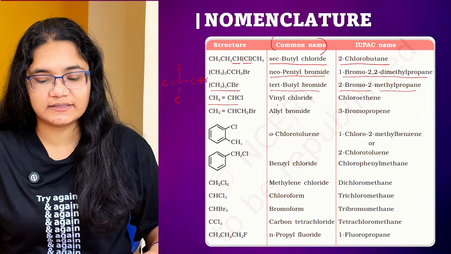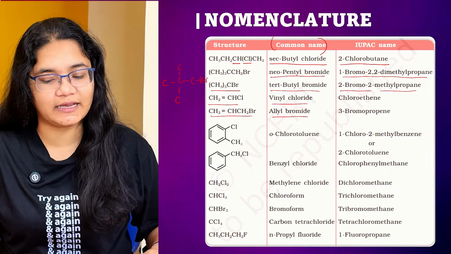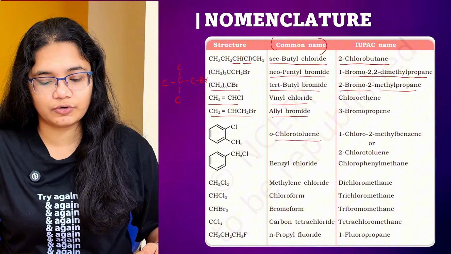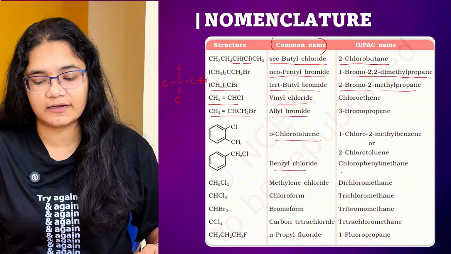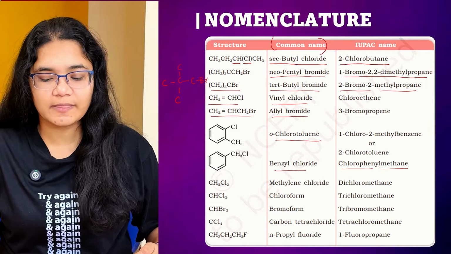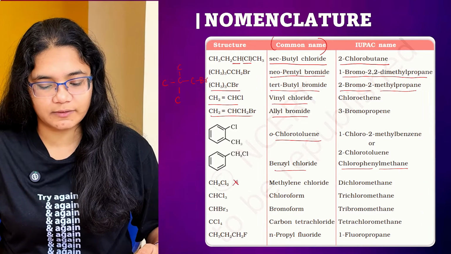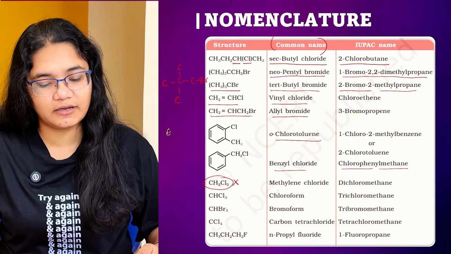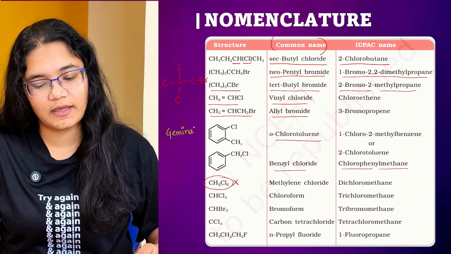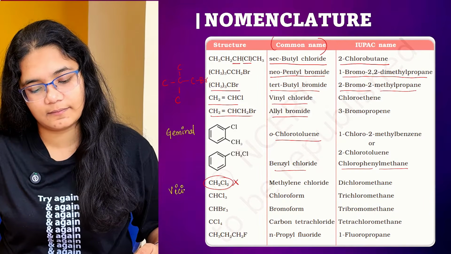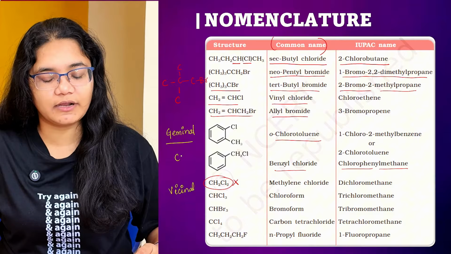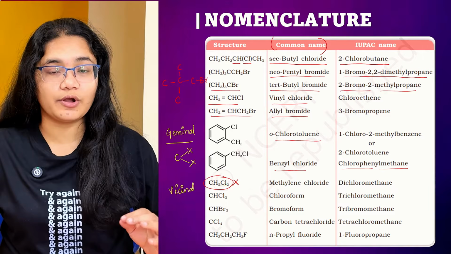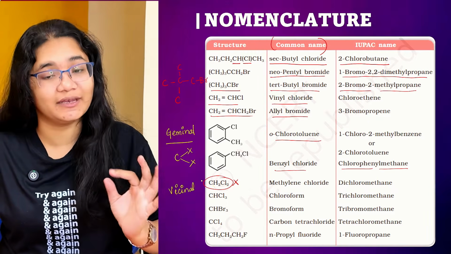Similarly, you can see this is vinyl chloride and this is allyl bromide. Next, if you have the adjacent position, then we call it ortho-chlorotoluene, and if you have benzyl chloride, then it is called chlorophenylmethane. Now here there is something important. This particular structure is very important. Now I'll discuss two more structures, geminal halides and vicinal halides. If one particular carbon contains 2 X groups, like CH2Cl2 which you have seen here, then we call it a geminal dihalide.